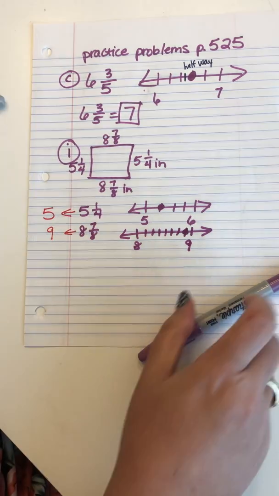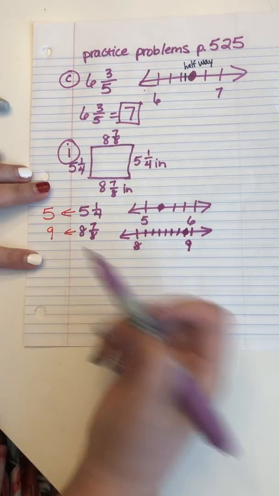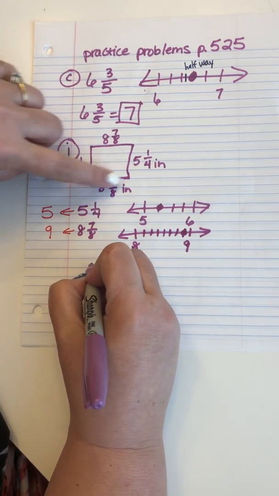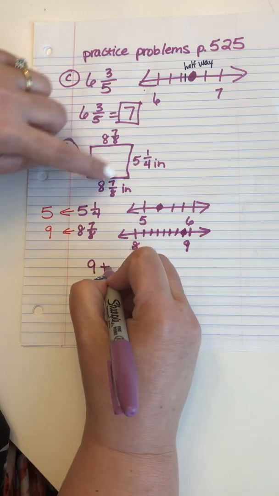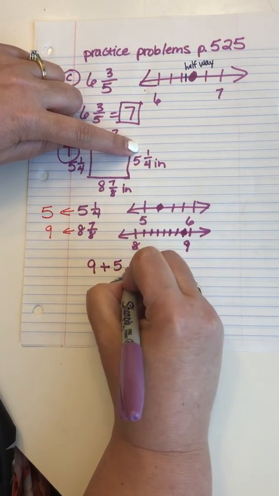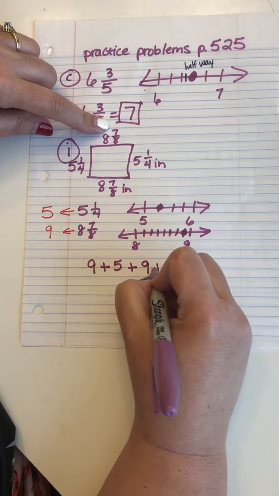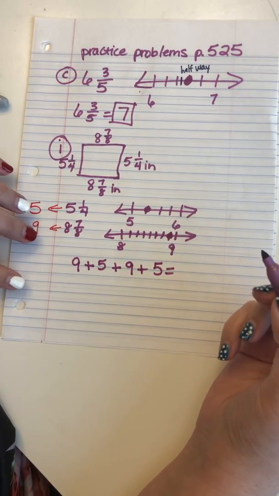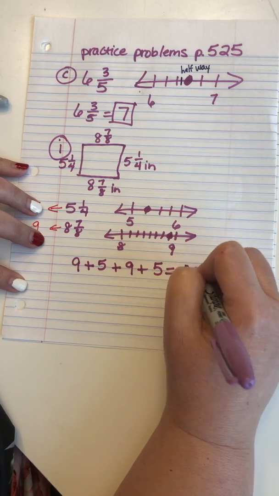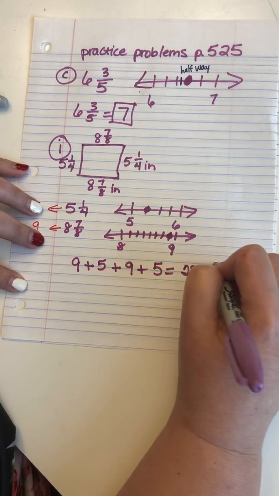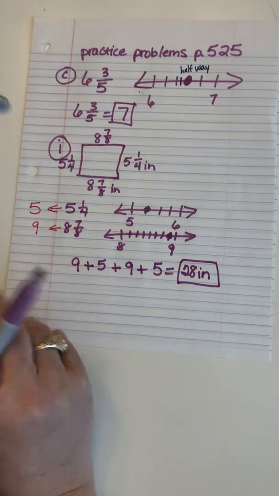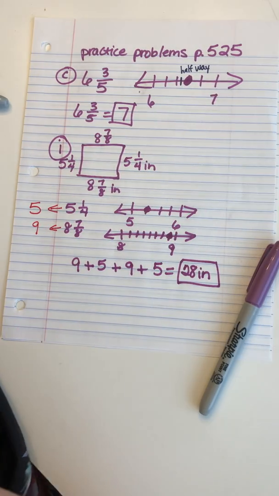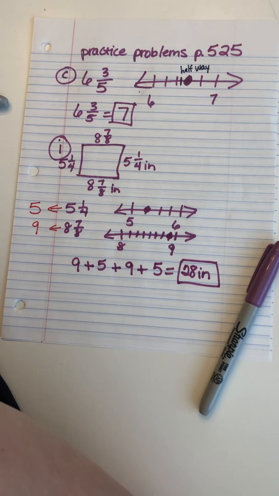So now for my perimeter, I'm just going to add up my estimated answers. So we know this side would be 9 plus 5 plus 9 plus 5. And when we do that, we should get 28 inches. And that is your answer. Okay? So hopefully that helps with working a couple of the practice problems.